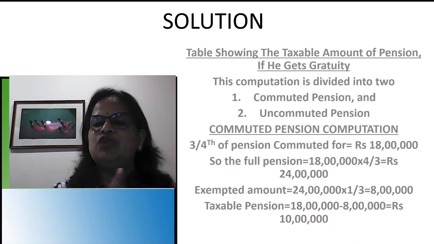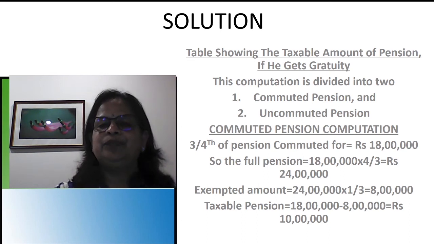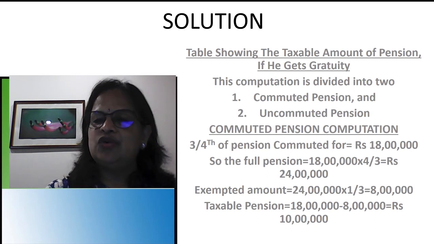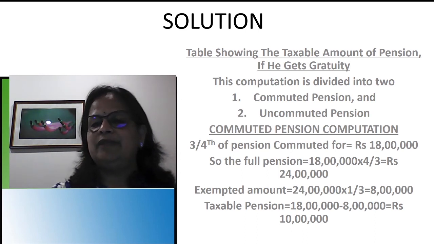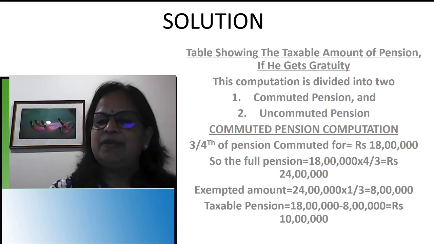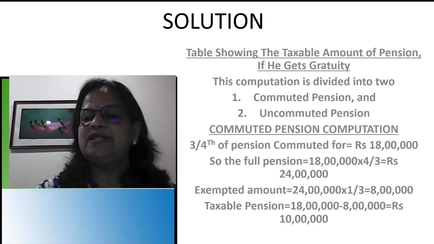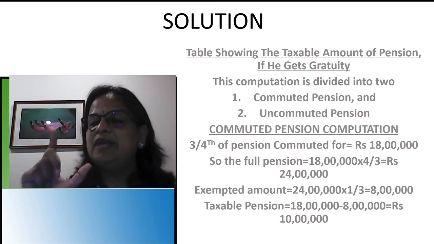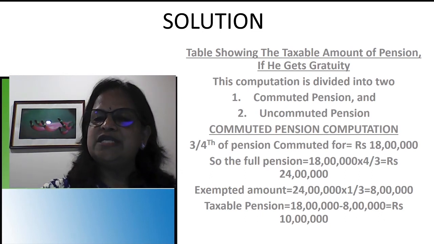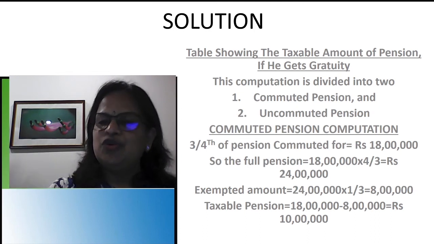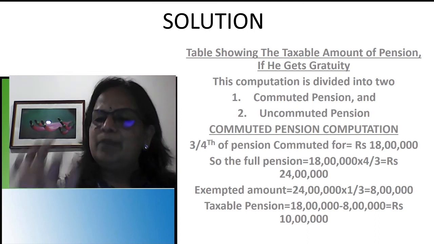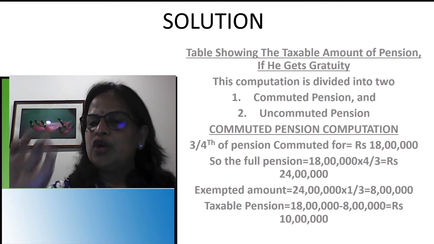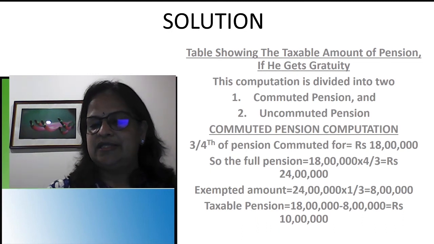So what will be the full pension? 24 lakhs. 18 lakhs into 4/3. Exempted amount: 24 lakhs into 1/3. So 8 lakhs he will get exemption. So here taxable pension is 18 lakhs minus 8 lakhs, that is 10 lakhs. Please remember you have to subtract from 18 lakhs, not from 24 lakhs. Students can make a mistake. 24 lakhs we calculated for computing the exempted value. What he received is only 18 lakhs.